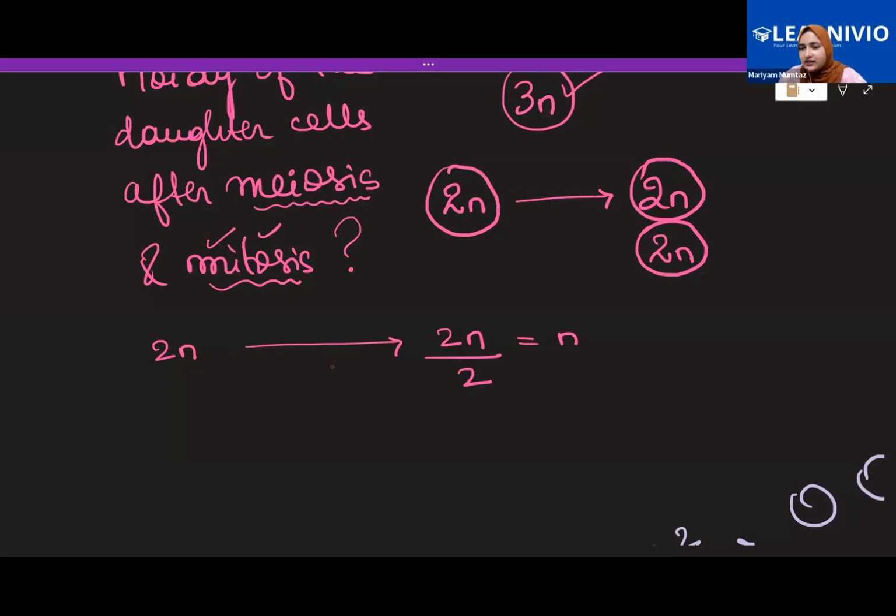No matter whatever it is, just divide it by 2, and that is the number of chromosomes in the gametes, in the daughter cell. Okay? But for mitosis, however many will be there in the mother cell, the exact same will be in the daughter cell. Ditto, no change. Mother cell 3n, daughter cell 3n. Mother cell 4n, daughter cell 4n.